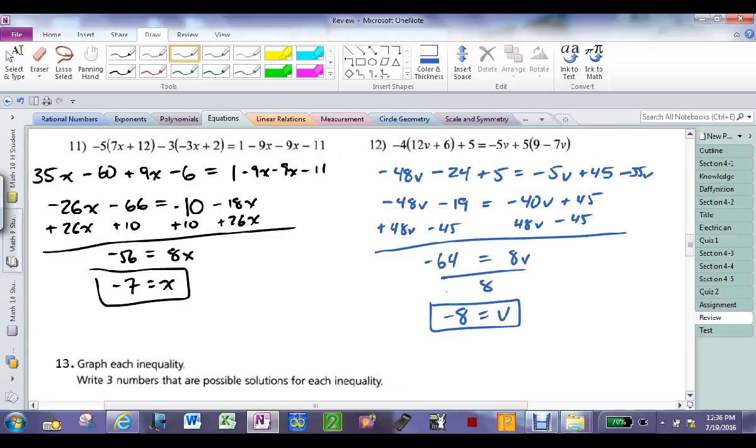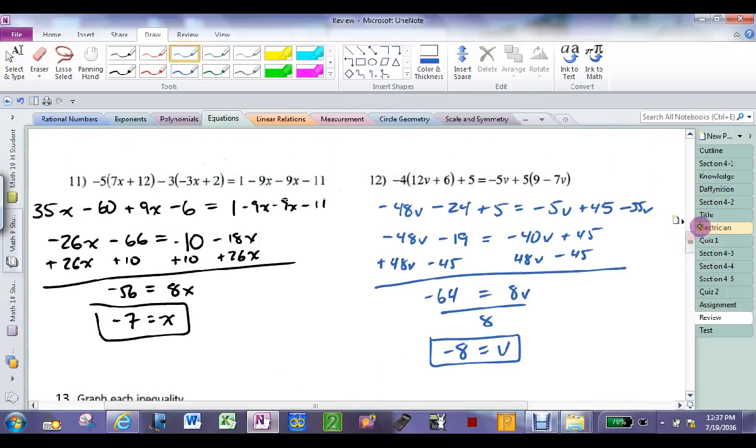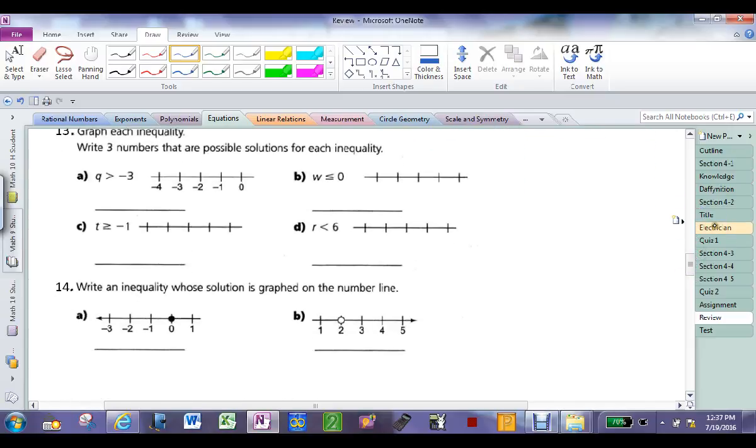Remember, if in doubt, the nice thing about algebra is you can always go and check. You can plug it in up here and see if it works. Everybody good with algebra? Up to 12. Okay. Now we get into inequalities.